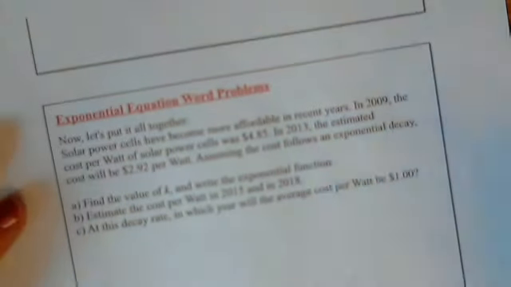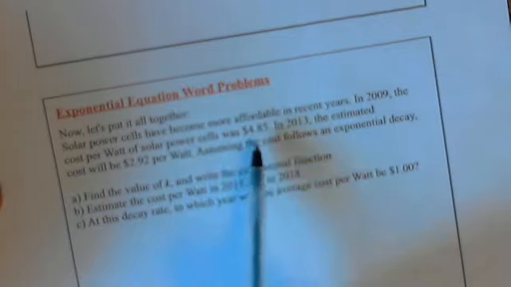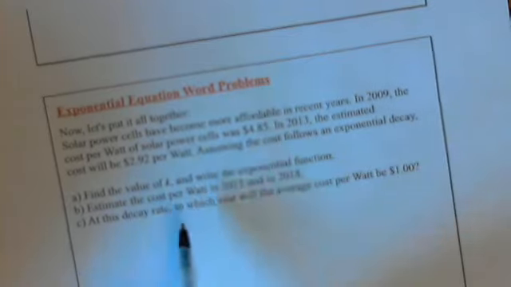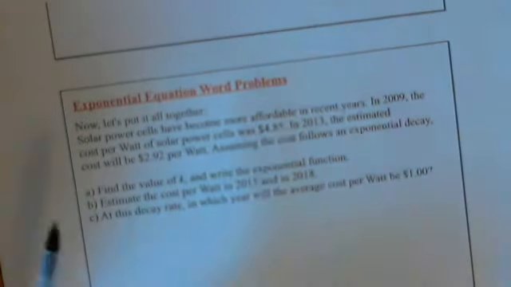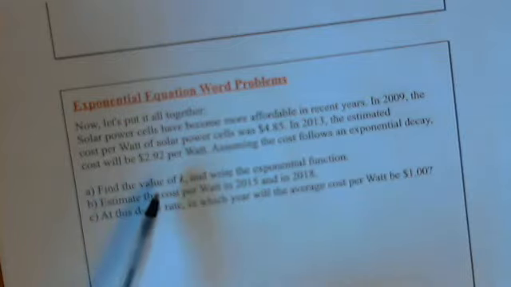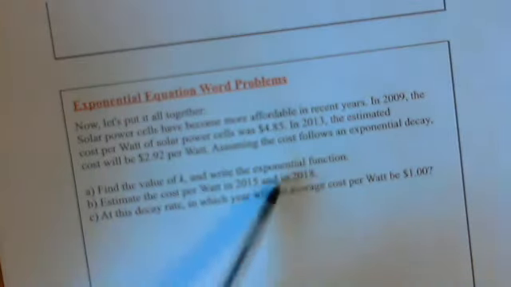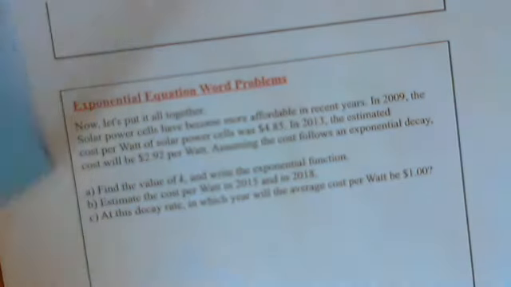Here's our last exponential equation word problem, and in this problem we're going to do quite a bit. We're going to use a lot of the skills you just learned and a lot of the solving techniques. So we're going to put it all together. Solar power cells have become more affordable in recent years. In 2009, the cost per watt of solar power cells was $4.85. In 2013, the estimated cost will be $2.92 per watt. Assuming the cost follows an exponential decay, we're going to do three different things with this problem.